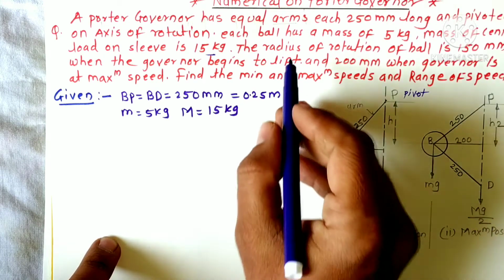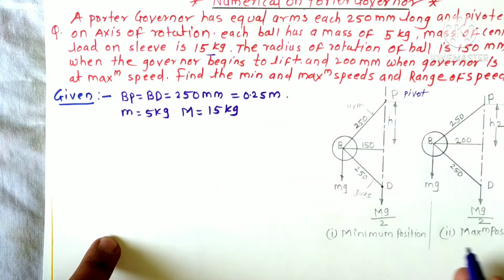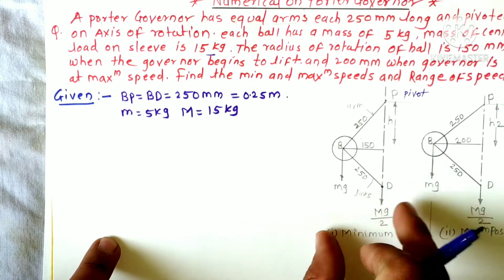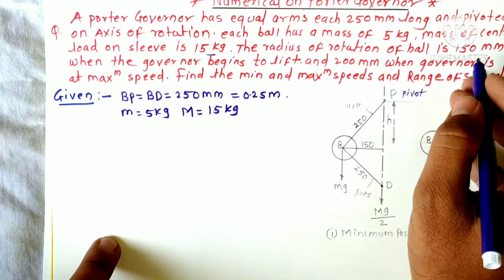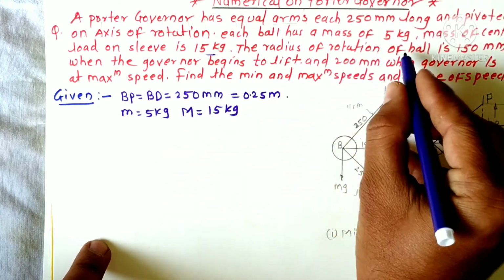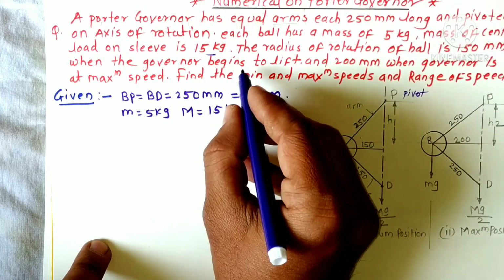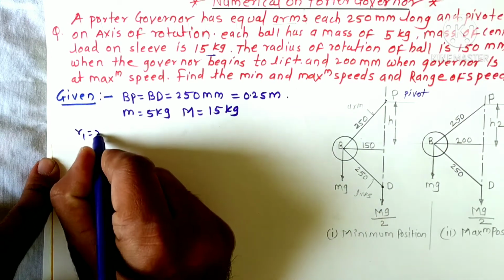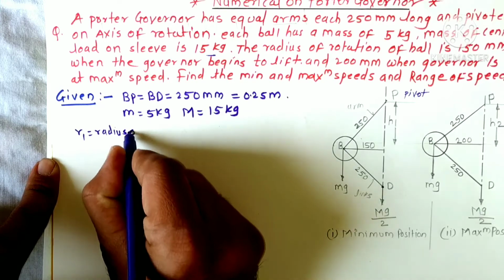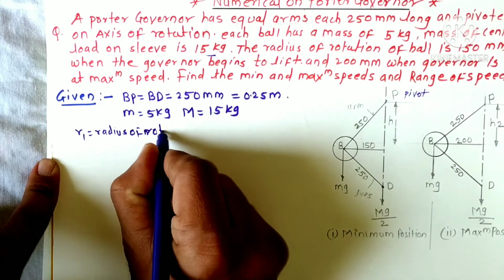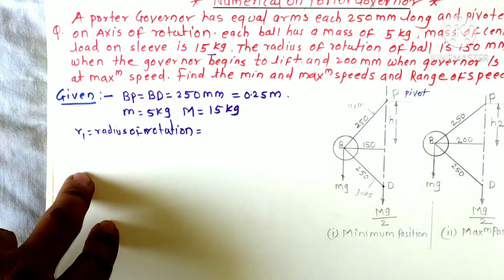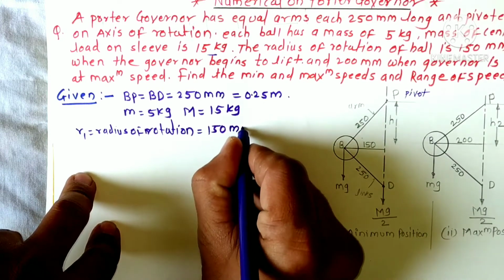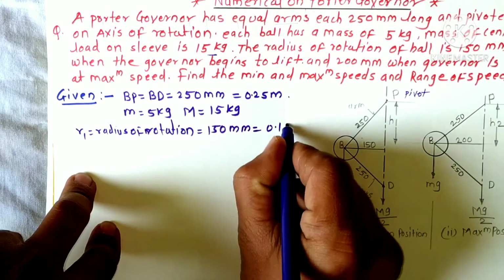So there are two cases given: when the speed is at minimum and when the speed is at maximum position. So these are the two different things. So first case, what is the first case? Radius of rotation of the ball is 150 mm when the governor begins to lift. Means R1 is the radius of rotation. How much is it given? 150 mm. Converted into meter, that will be 0.15 meter.